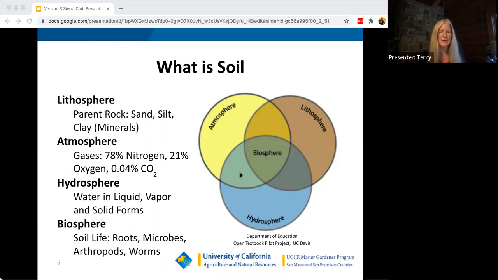The hydrosphere, which is water in all its forms, liquid, vapor, and solid. And you take these three together and look in the center, and that is the biosphere. The biosphere is right there in the middle because it affects all the other spheres. Without life, the atmosphere, the lithosphere, and the hydrosphere would be very, very different. Without life, there really is no soil. It's soil that's turning that mineral component into soil.